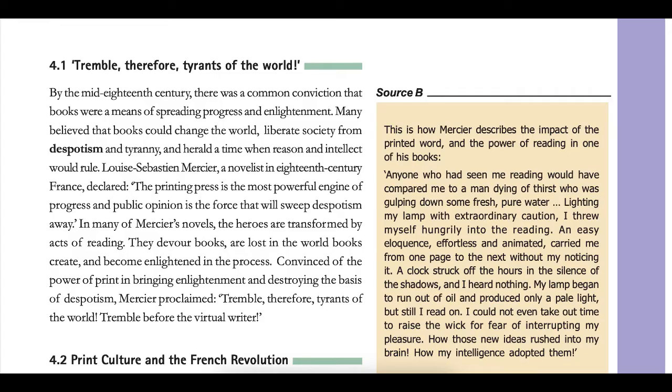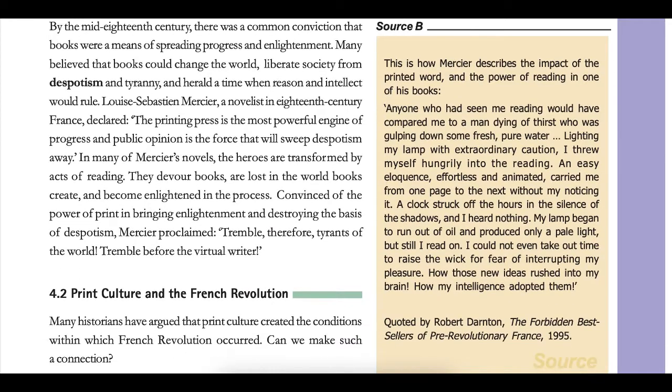Louis Sebastien Mercier, a novelist in 18th century France, declared, "The printing press is the most powerful engine of progress, and public opinion is the force that will sweep despotism away." In many of Mercier's novels, the heroes are transformed by acts of reading. They devour books, are lost in the world books create, and become enlightened in the process. Convinced of the power of print in bringing enlightenment and destroying the basis of despotism, Mercier proclaimed, "Tremble, therefore, tyrants of the world. Tremble before the virtuous writer."